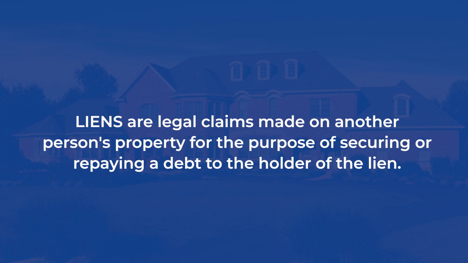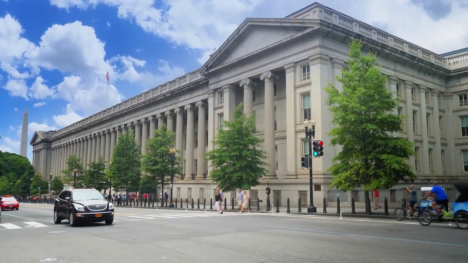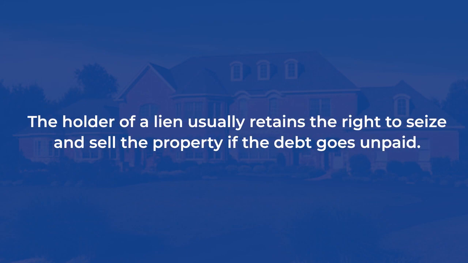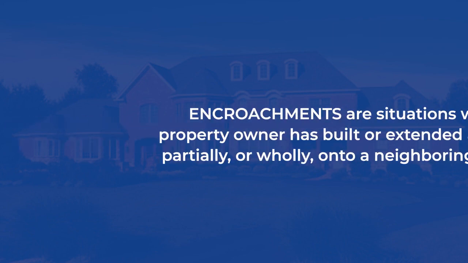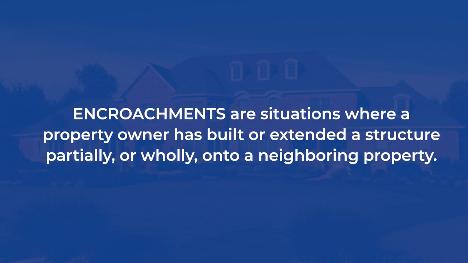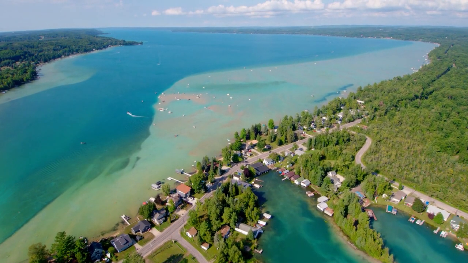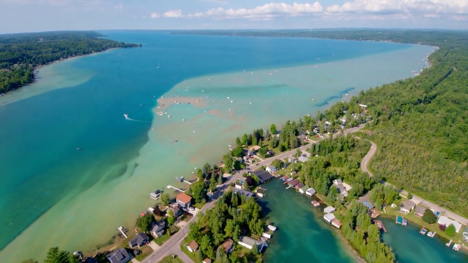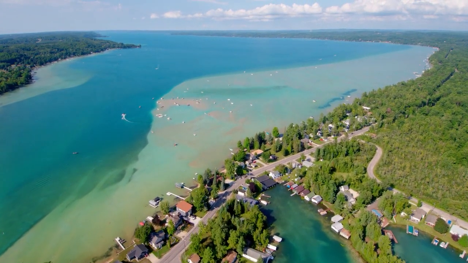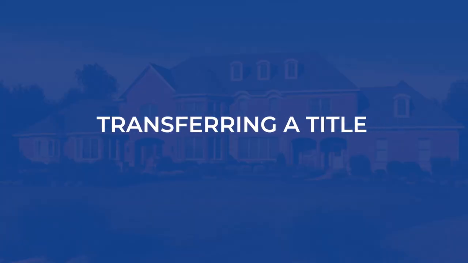Liens are legal claims made on another person's property for the purpose of securing or repaying a debt to the holder of the lien. These are imposed by both lenders and government agencies. The holder of a lien usually retains the right to seize and sell the property if the debt goes unpaid. Encroachments are situations where a property owner has built or extended a structure partially or wholly onto a neighboring property. Unresolved property borders and encroachments can be clouds on a title, since they make it difficult to discern the actual dimensions of a property. Then, we talked about the process of transferring a title.